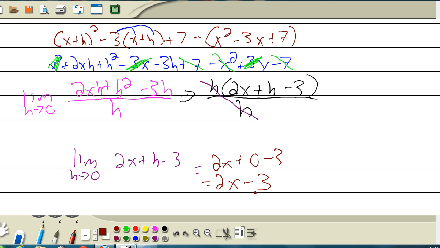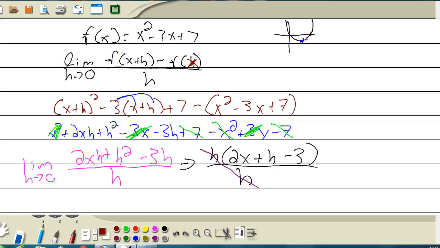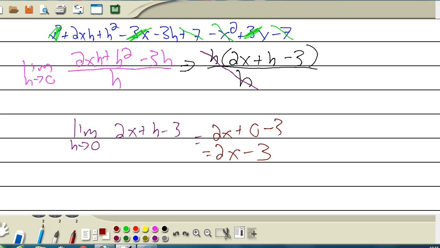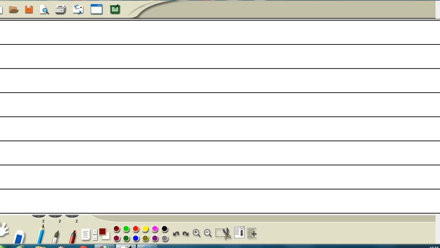So that's finding the derivative of f of x equals x squared minus 3x plus 7. Using the shortcut, this becomes 2x, and then you're left with 3, and that is exactly what we got. The next one said g of x, I think, equals 3x minus 5. So we're going to do the same thing.